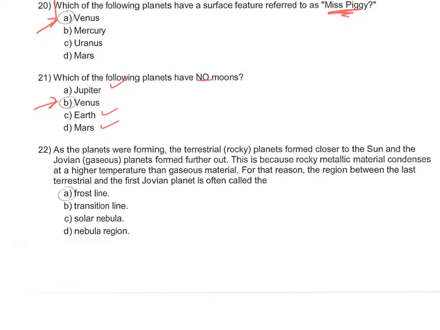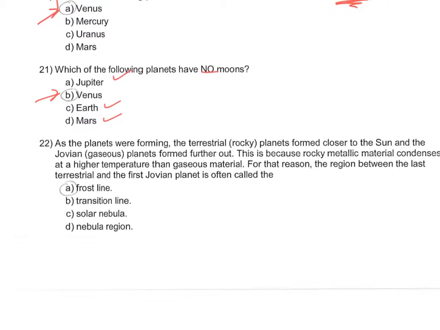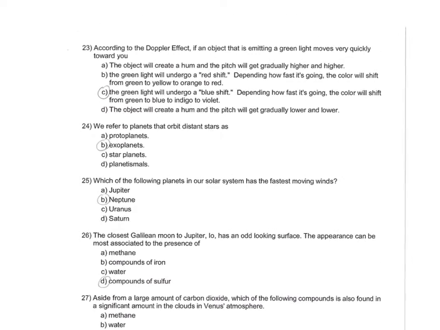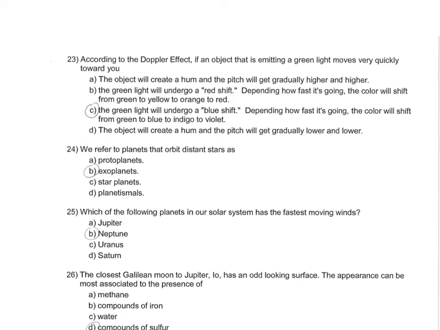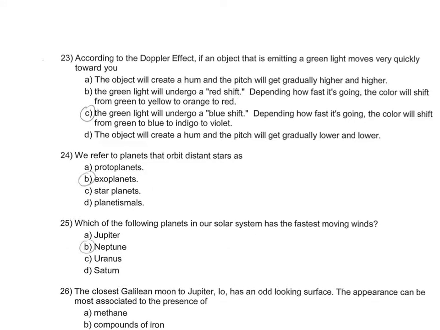Question 22, this is a question about the difference between our inner rocky terrestrial planets and our outer gaseous Jovian planets. And what separates them, according to temperature, is what we call the frost line. All right. So the next question, according to the Doppler effect, and we will be revisiting some of these later on in the course, the Doppler effect actually, if the source is moving very quickly towards you, then those wavelengths of what the source is emitting are going to be squished together. Okay, so wavelengths are going to be squished together, shortened.